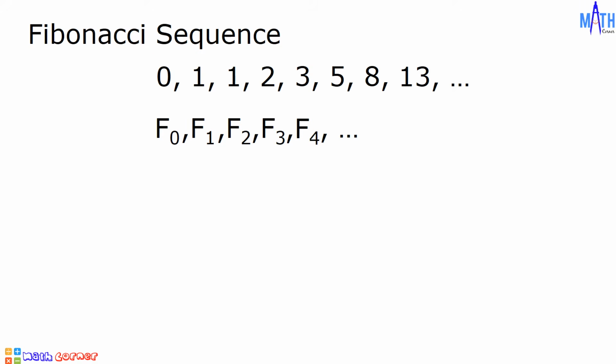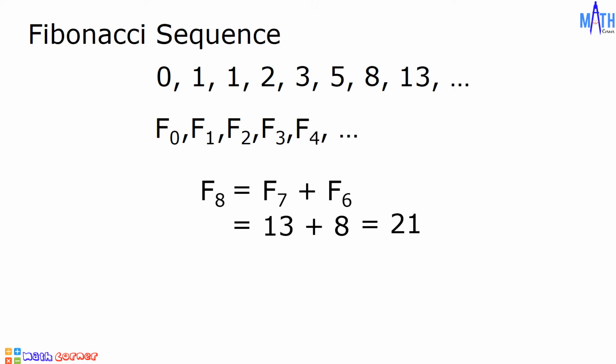Let us determine the ninth term. To determine the ninth term, or f sub 8, we need to add f sub 7 and f sub 6. F sub 7 is equal to 13, and f sub 6 is equal to 8. 13 plus 8 is equal to 21.